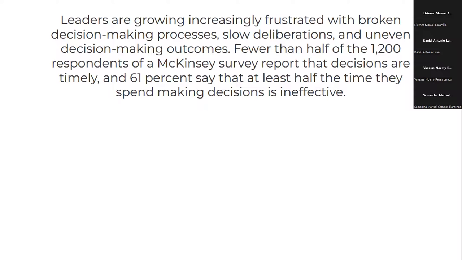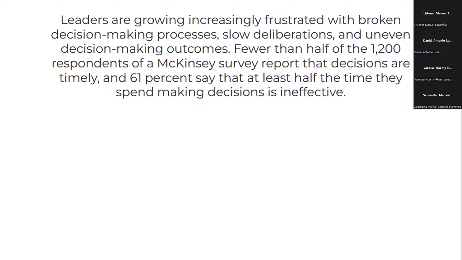Okay. The most of people who are leaders, they will be frustrated because the decision he decides is ineffective. Okay. Yes. Very good, perfect. So yes, it says leaders are growing increasingly frustrated. Increasingly is like more, right? With broken decision-making processes, slow deliberations, and uneven decision-making outcomes.